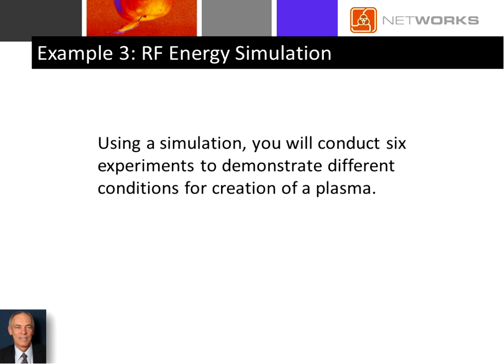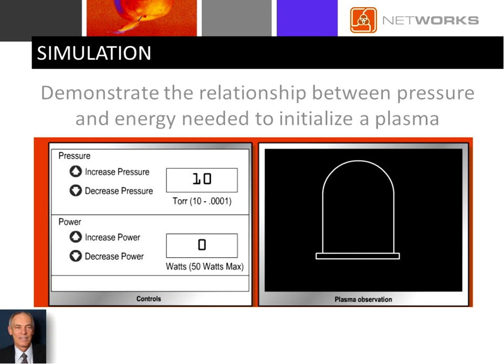Today, for our third example, I'm going to show a simulation. This is part of our blended learning approach. So here's the goal for students. Using a simulation, you're going to conduct 6 experiments to demonstrate different conditions for creation of a plasma. Plasmas are used, I think many of us know, across a whole spectrum of industries. So there's just a lot of interest in doing this. And the equipment is expensive and hard to maintain. So it's a good place for simulations to give students experience.